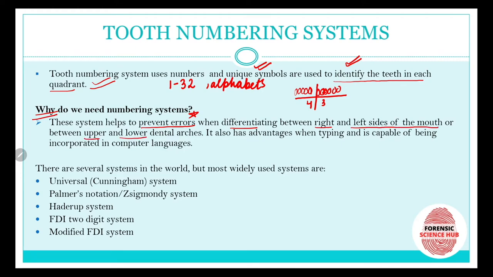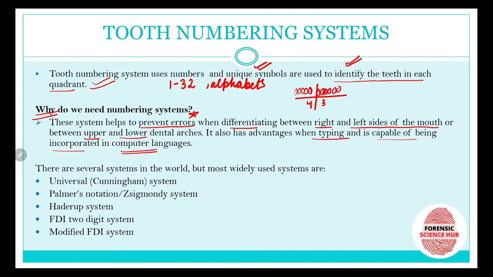So basically, to prevent errors or any kind of confusion as to what tooth the person is referring to, these systems have been developed. These are fixed notations so that there is no confusion left and people can easily differentiate between different teeth. It also has advantage when typing and is capable of being incorporated in computer languages.